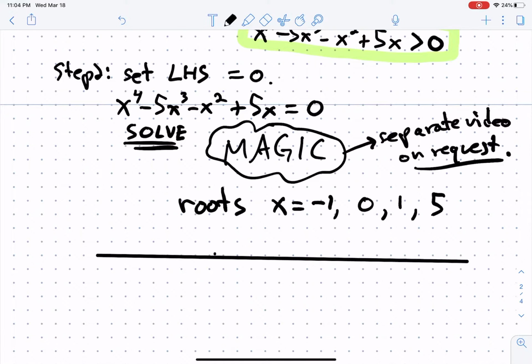Okay. So, however, once we do this, what we get on our number line is a root here at -1, a root at 0, a root at 1, and a root at 5. And we know that these must be all the roots because this polynomial has degree 4, and we found 4 roots. That's the maximum number of roots that it can have.